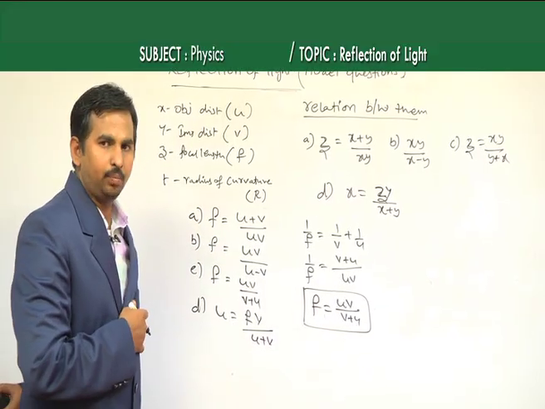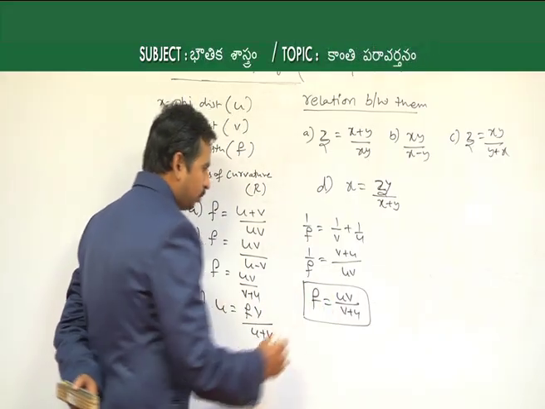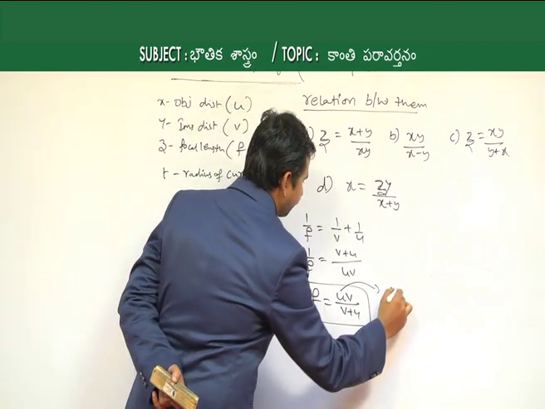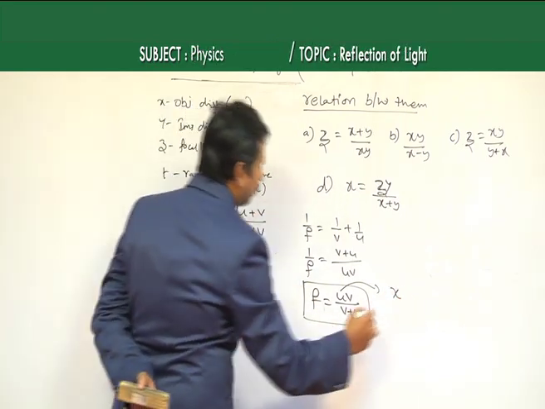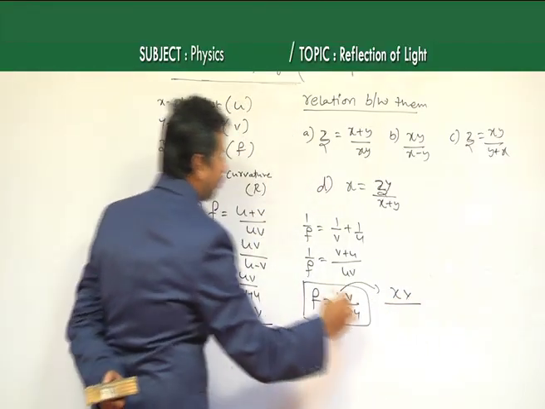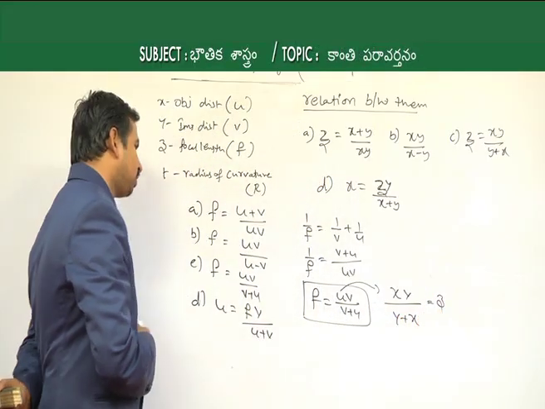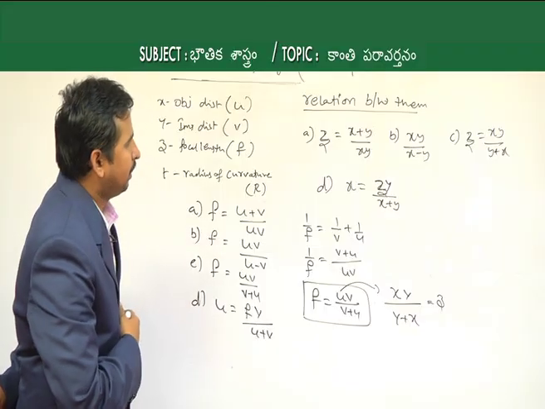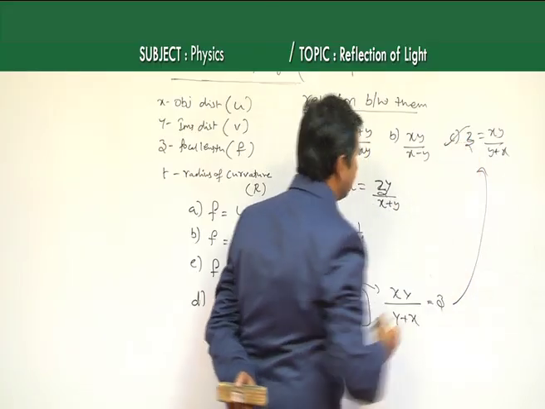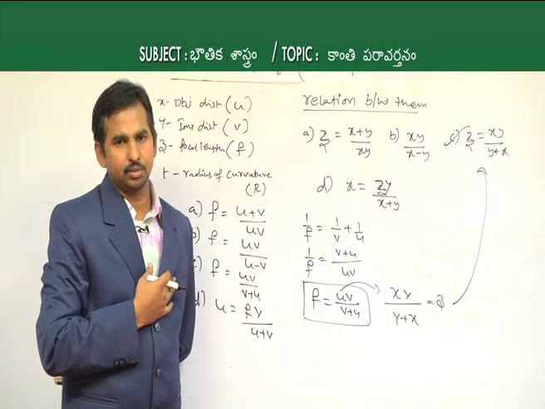Okay, uv by u plus v is related the same way as u into v by v plus u, where u is nothing but x, and v is nothing but y. So v plus u, that is y plus x, is equal to z. Then what matches is zy by y plus x, which is option C. So it is correct. Like this we can find the different relations.